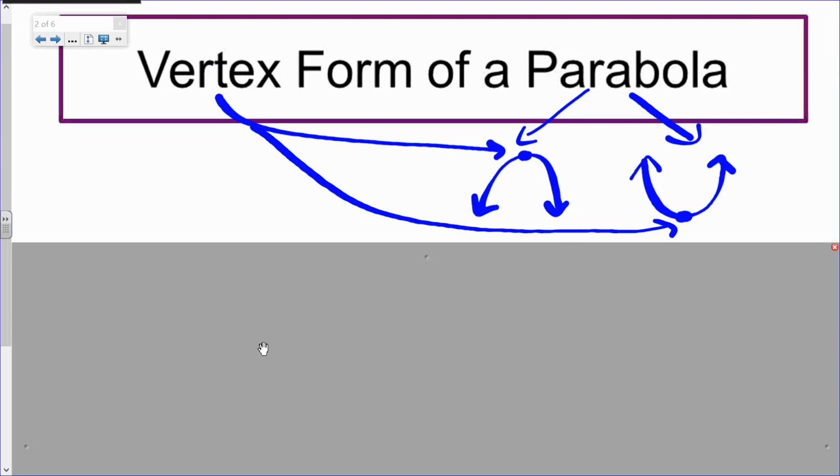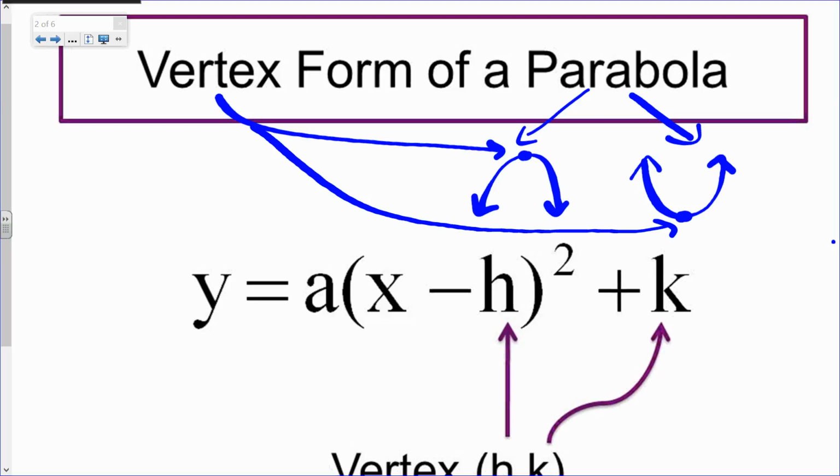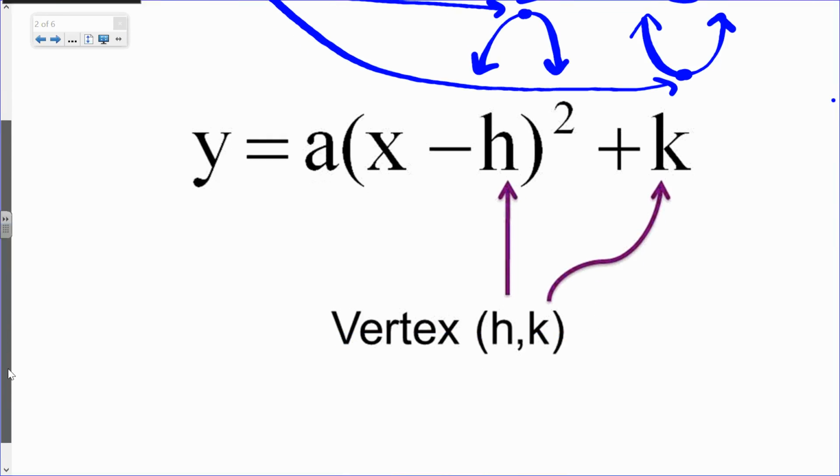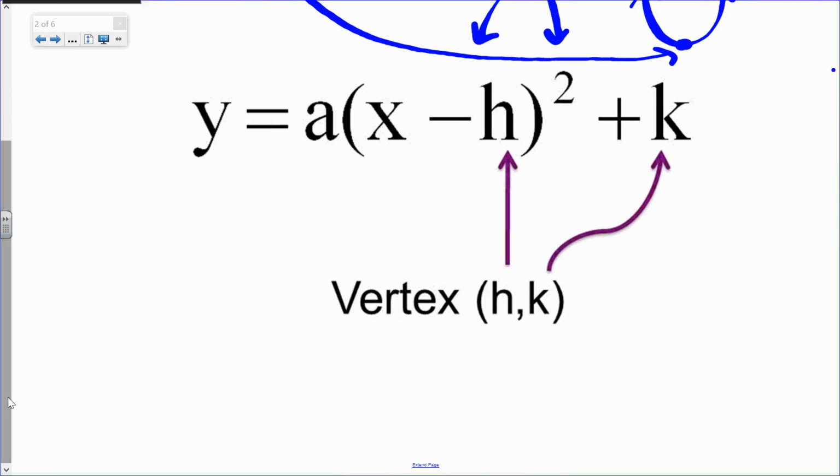Now, what do I mean by vertex form? Well, here's what I mean. Look at this quadratic equation that I'm going to show you here. You're going to write down, I'm going to write this equation down. Y is equal to a. You guys recognize a. Remember ax squared plus bx? We have a quadratic equation now in a different form.